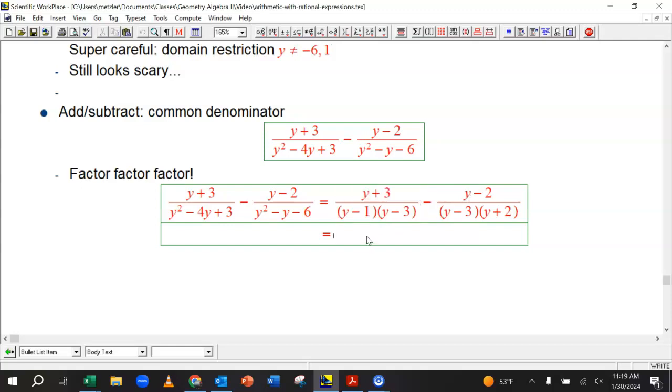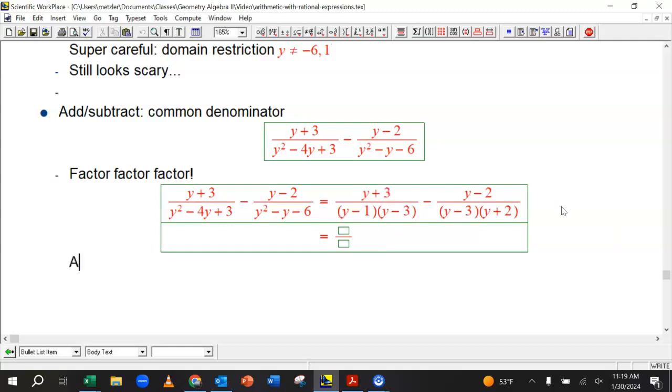All right, now what do we do here? So this is analogous to if I had 2/21 minus 5/14. There's a common factor of 7 here.